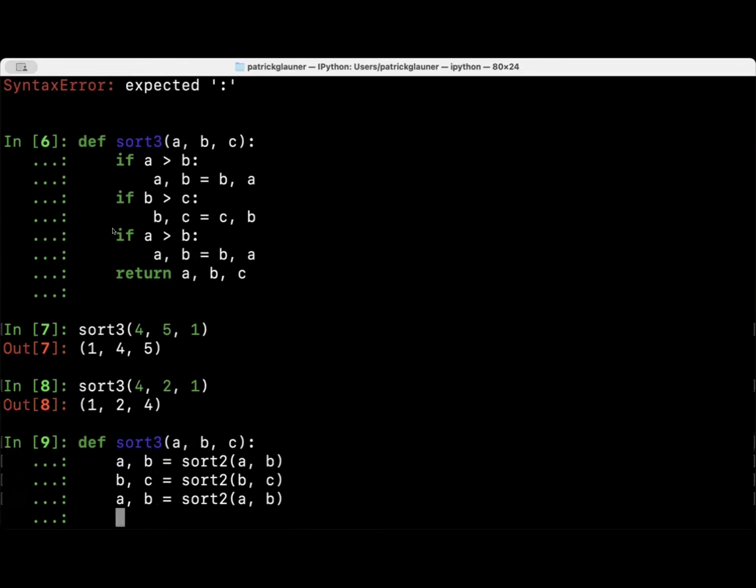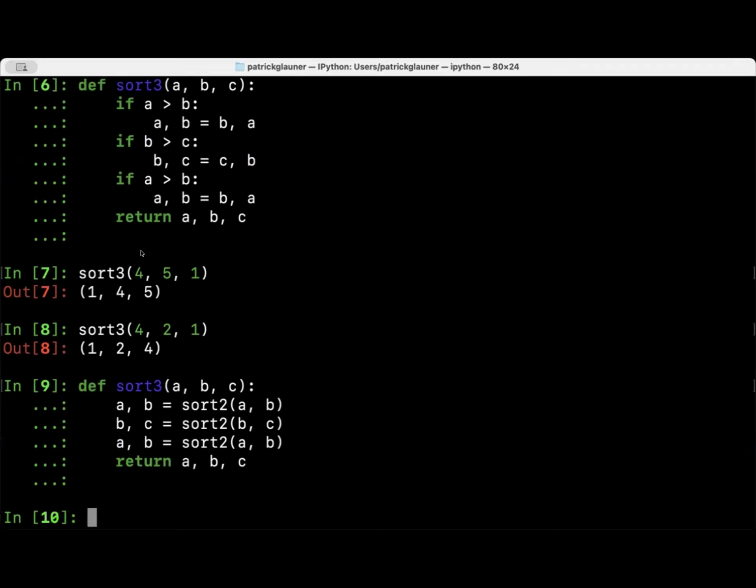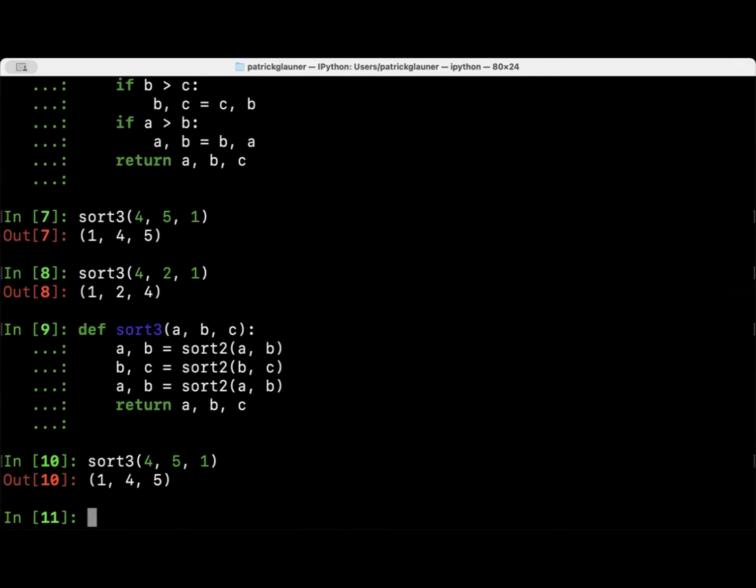So instead of writing if and flip, we just use sort 2, which we implemented before, and then we return A, B, and C. So we sort A and B, then B and C, and because something may be moved back from C into B, we still have to compare this to A. And our sort 3 also works here. So we can see here that in actually constant time, we can sort 2 or 3 numbers.